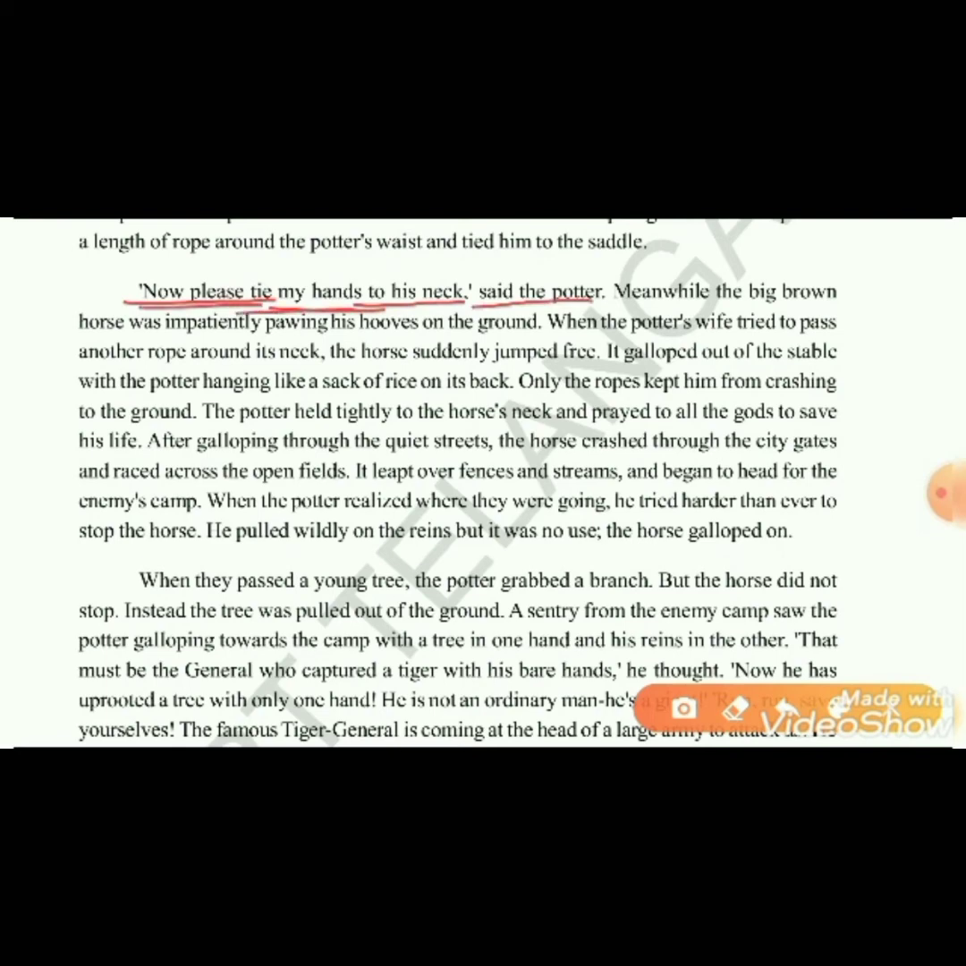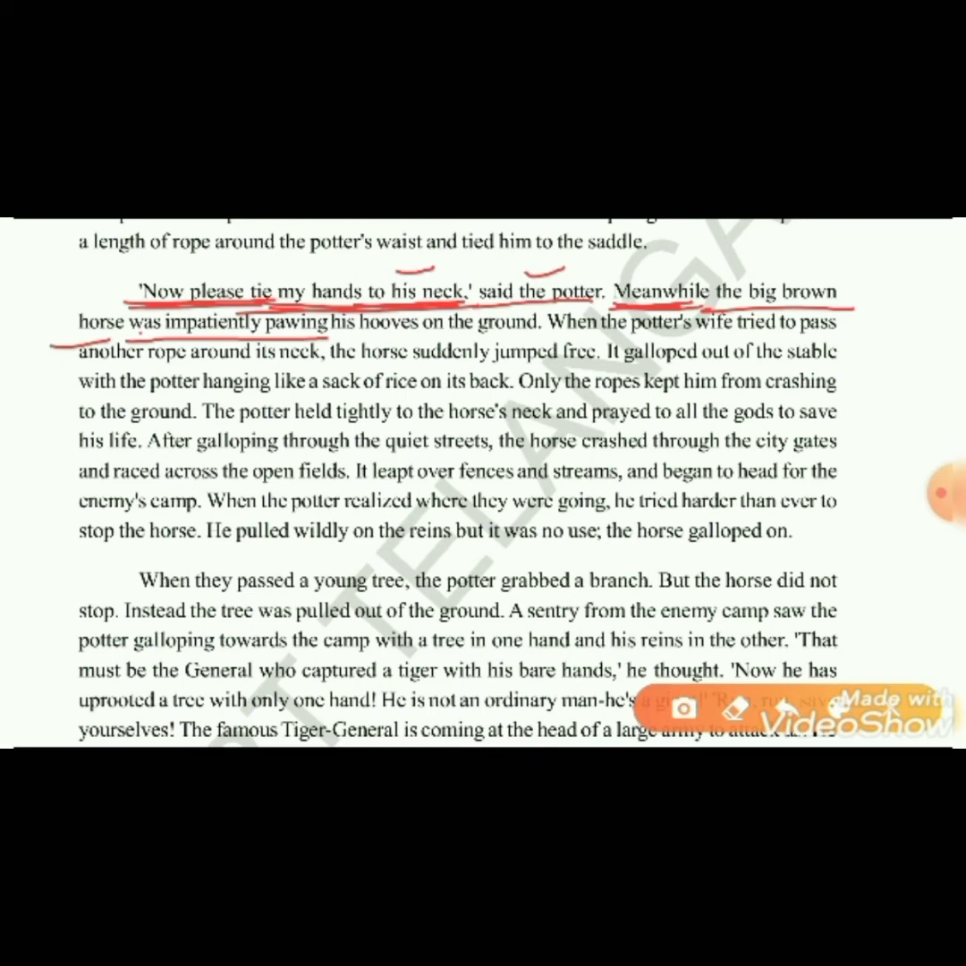Now please tie my hands to his neck, said the potter. After requesting her to tie his feet and waist, now he is requesting his wife to tie something. What is that? He is requesting his wife to tie his hands to the neck of the horse. Meanwhile, the big brown horse was impatiently pawing his hooves on the ground. Hooves means the legs down where the iron is nailed, where the horse can really gallop.